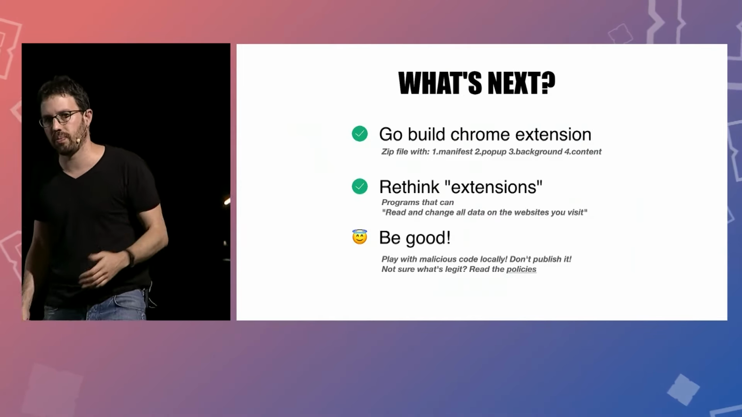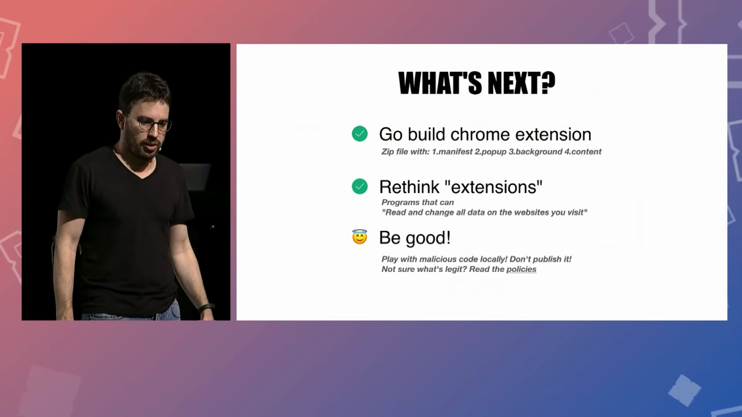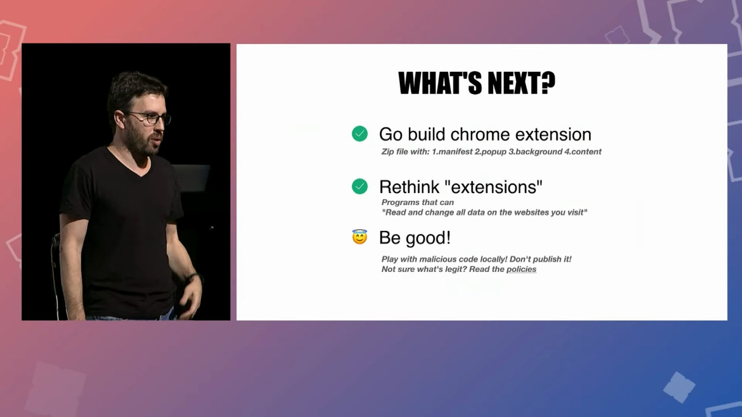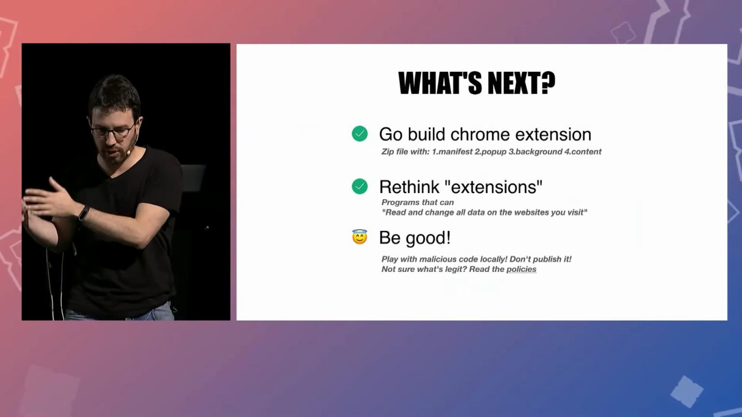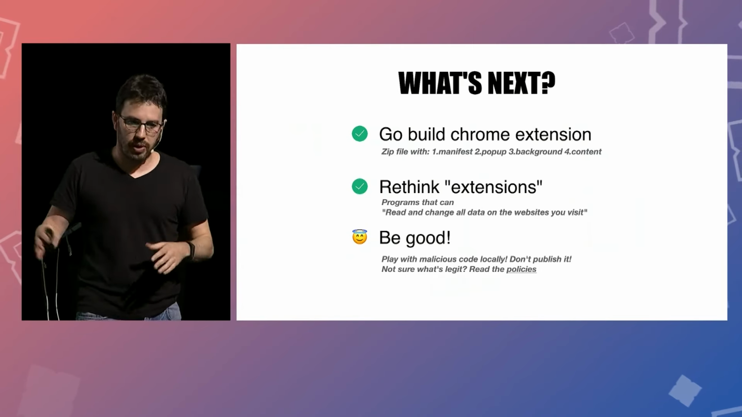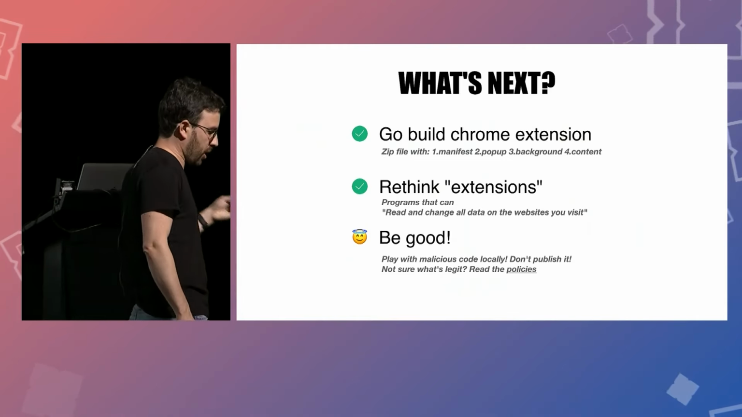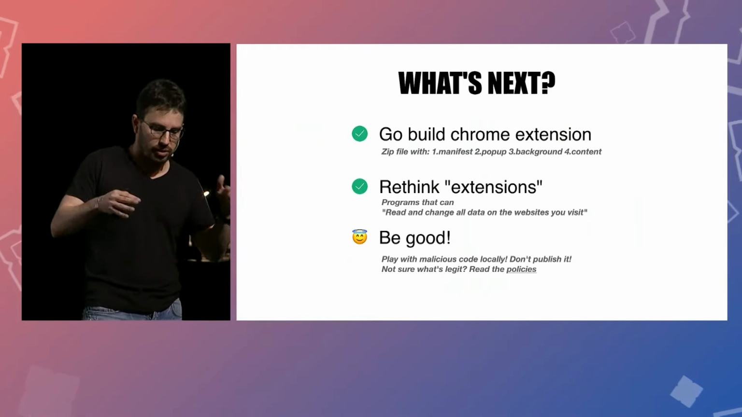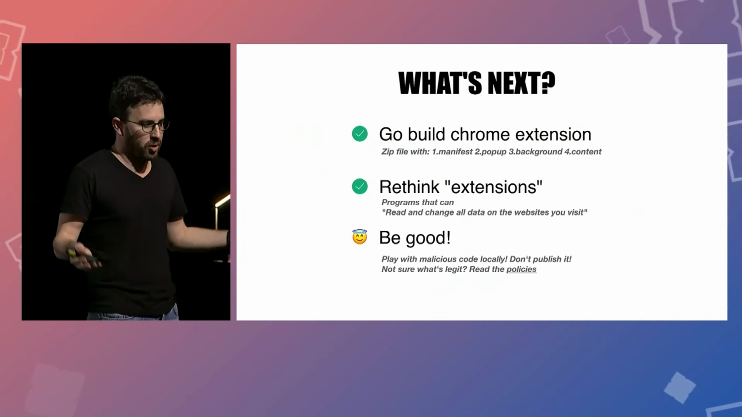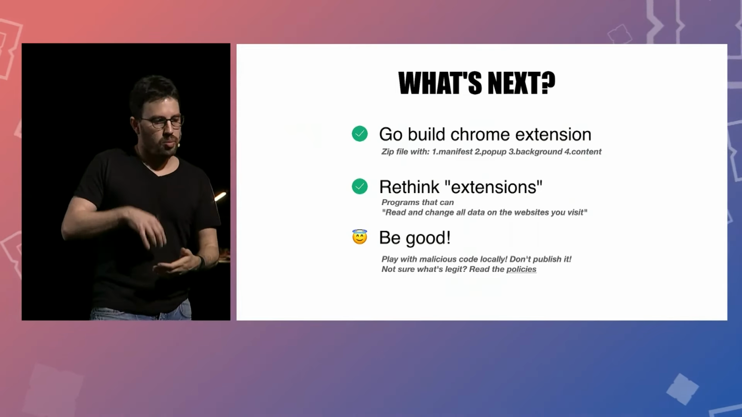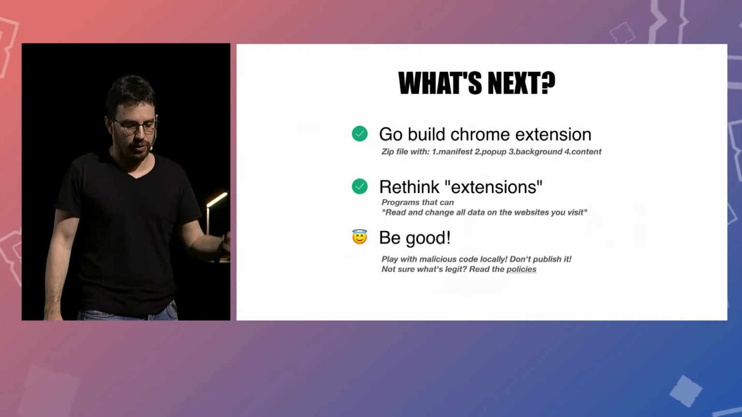So that's all. But what's next? As you see, go and build your extension. It's just a zip file with one required file, a manifest, and the rest of the extension is HTML and JavaScript as you know it. Second thing, rethink extensions. Stop thinking about them as cute tools that you just add to your browser. Once this talk is over, I'd be happy if you take a few minutes, look at the extensions you have, remove the ones you can, and next time before you add an extension, think twice.